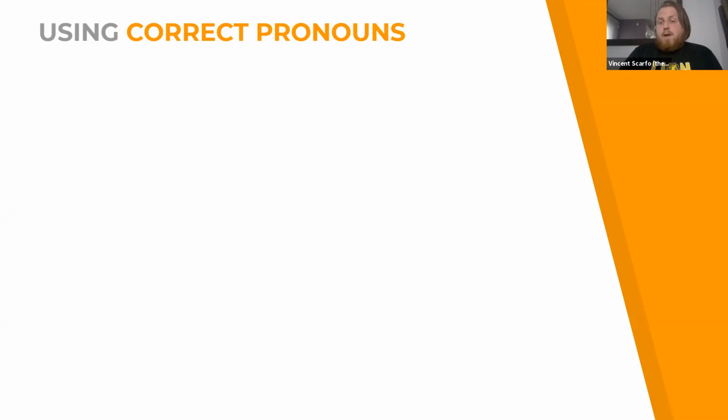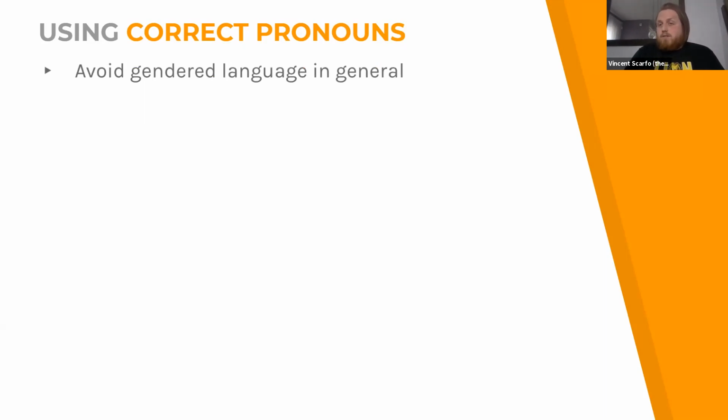pronouns. And non-binary people often use they, them pronouns or neopronouns. So one of the biggest things as more people come out as non-binary, more people feel comfortable coming out as non-binary, is practicing how to use neutral language and neutral pronouns. And so some of the things you can do is avoid gendered language in general. So just don't gender people unless they gendered themselves. This is a hard thing to do.